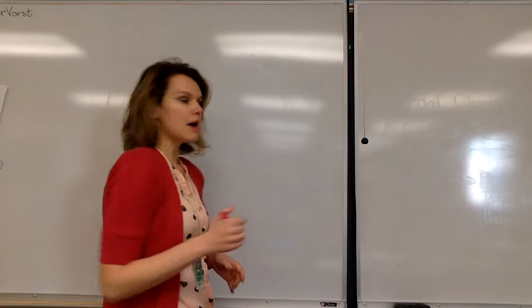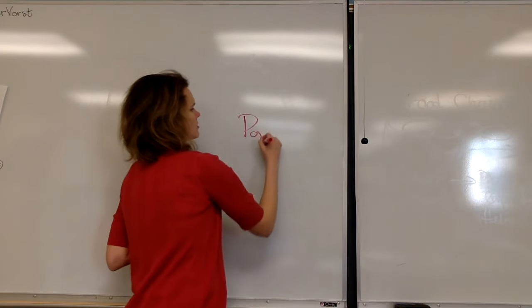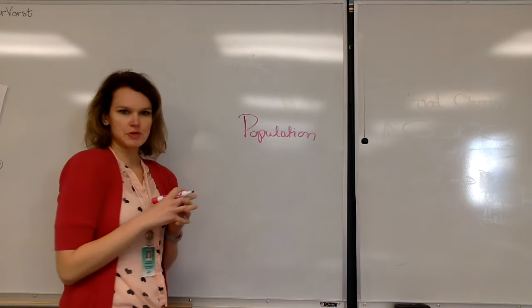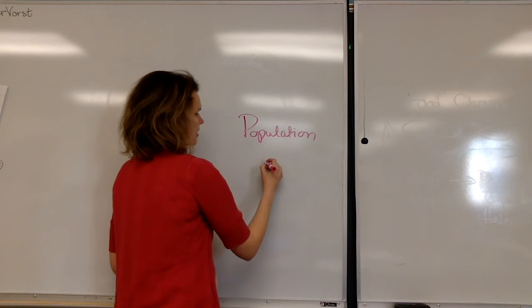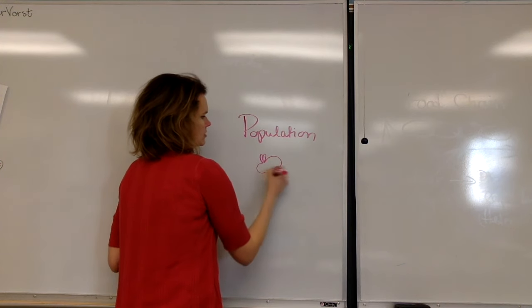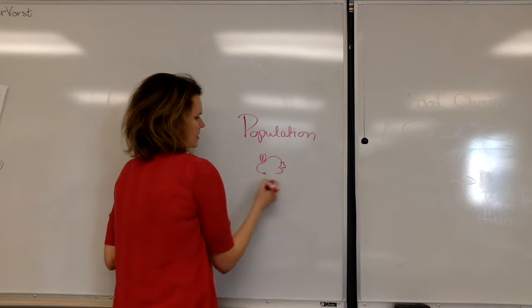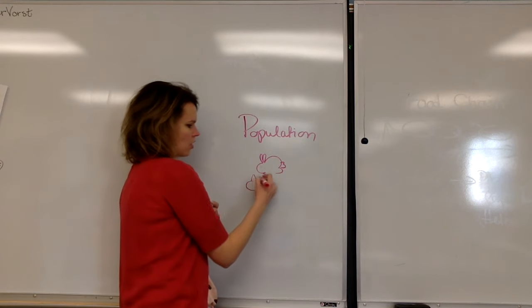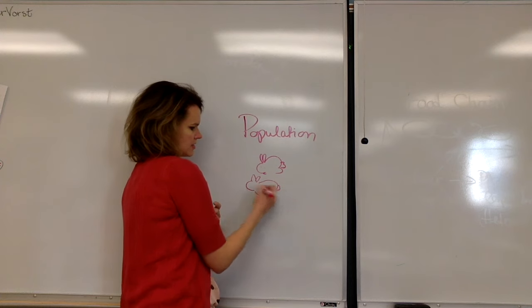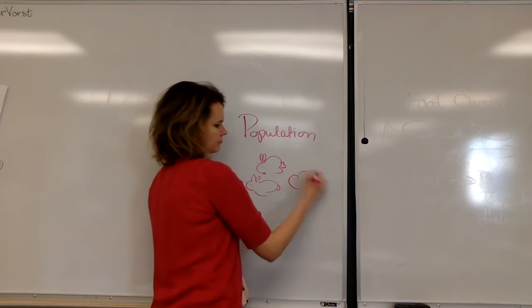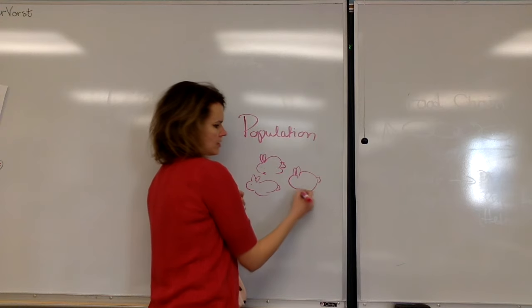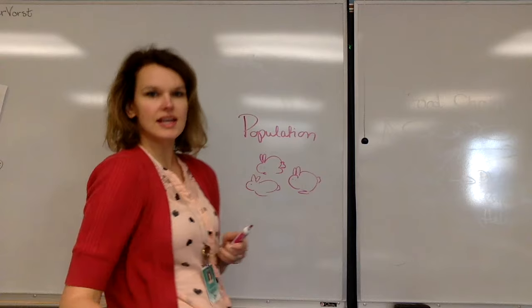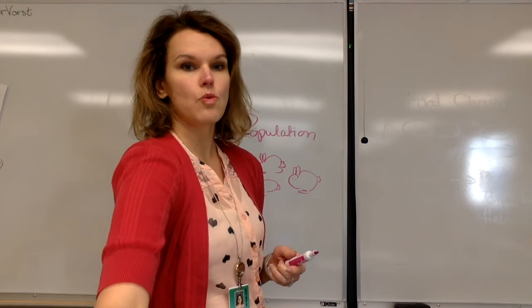A couple of other terms: population. Population is all of the same species in an area. So if you have a bunch of bunnies in an area, all the different rabbits in an area, this is our population. Now, population is all of the one species.